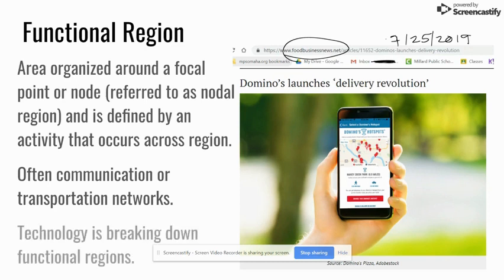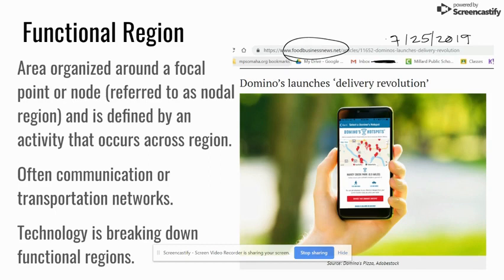What's tricky about functional regions, especially today in the 21st century, is technology is really breaking these down. We like to think of functional regions locally here as food delivery areas, right? So you could look at a Jimmy John's delivery area. The picture to your right might be a Domino's delivery area or a Pizza Hut delivery area. The people that are in that area are working to get that service. In this case, that service would be the delivery of food, right?